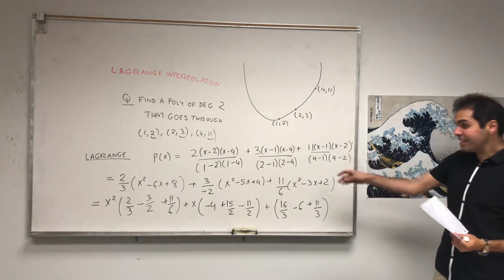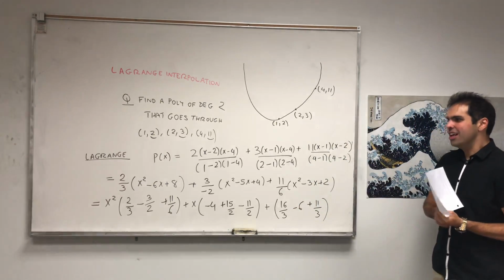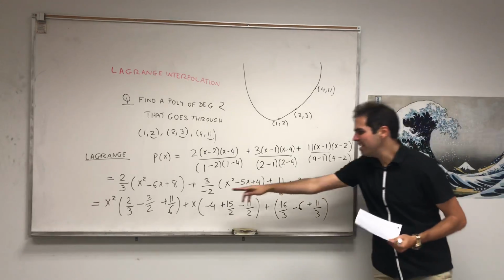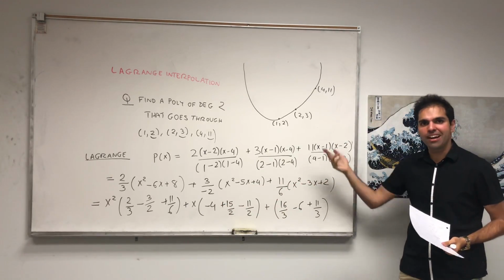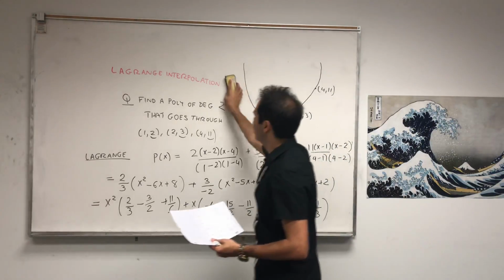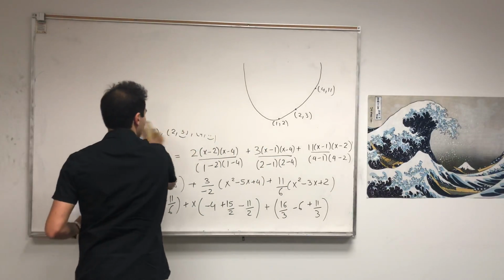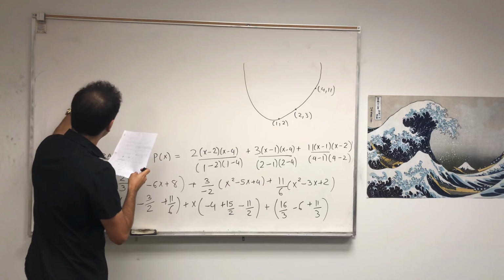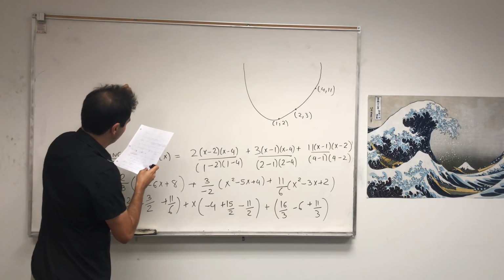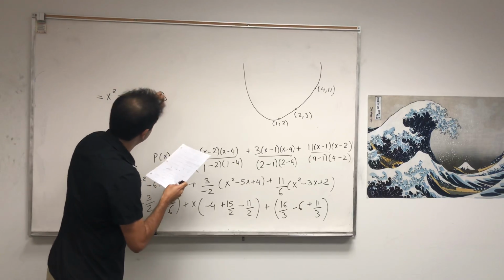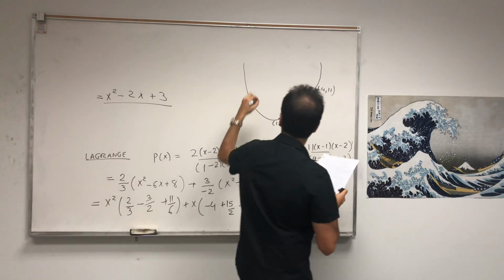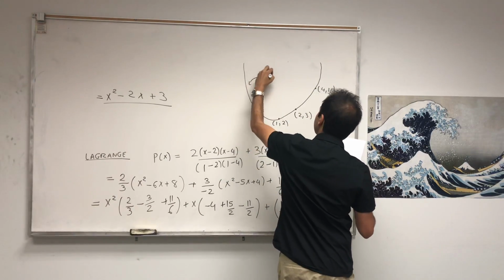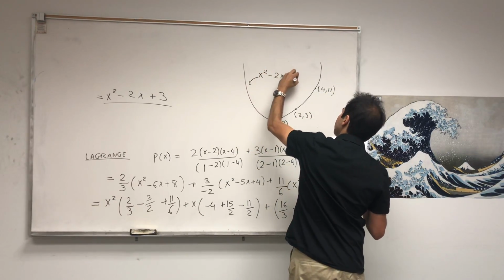So you get this ugly polynomial, but here's a beautiful thing. If you actually do the algebra, it gets simplified. So in the end, if you do this, you just get x squared minus 2x plus 3. So this polynomial is x squared minus 2x plus 3.